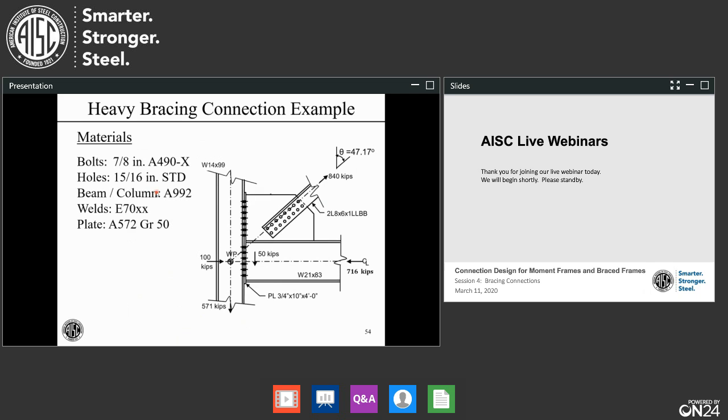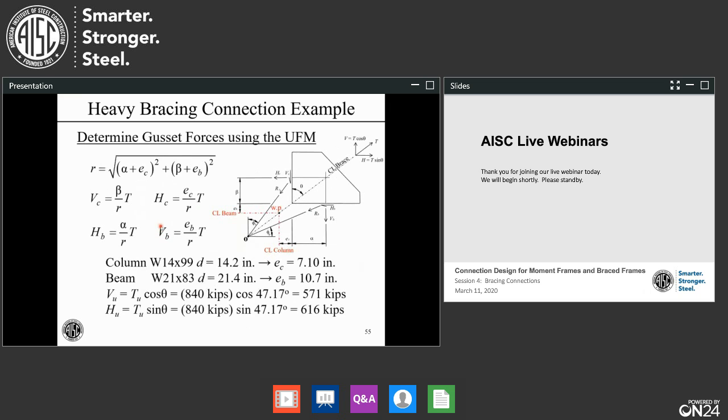Our materials, you can see we have 7/8 inch A490-X bolts, standard holes, A992 beam and column, 70 ksi welds, and the plate is grade 50. Now, first step, let's determine some gusset plate forces using the uniform force method.